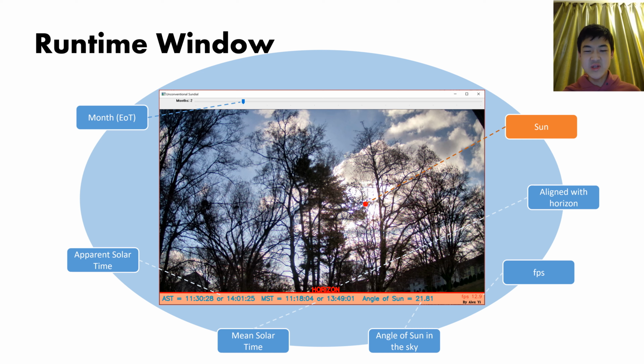In the runtime window, a live video stream is accompanied by the apparent solar time, the mean solar time, the angle of the sun in the sky, the refresh rate, a hint of where the horizon should be aligned, and the estimated position of the sun. There's also a trackbar on the top of the screen, which allows the user to input the current month, so the program is able to correct the apparent solar time to the equation of time.